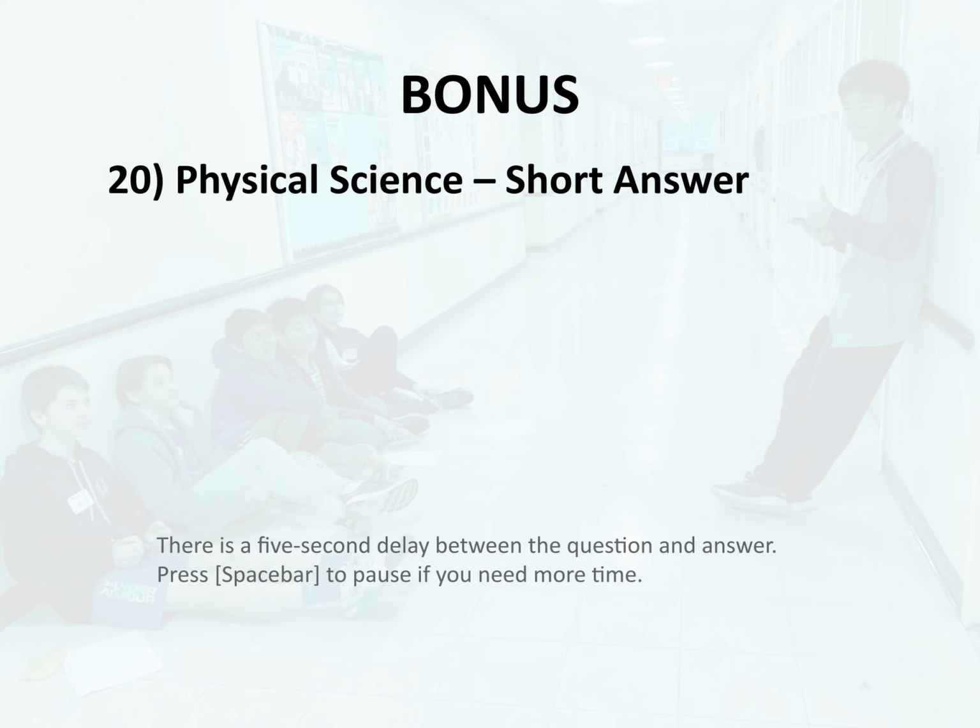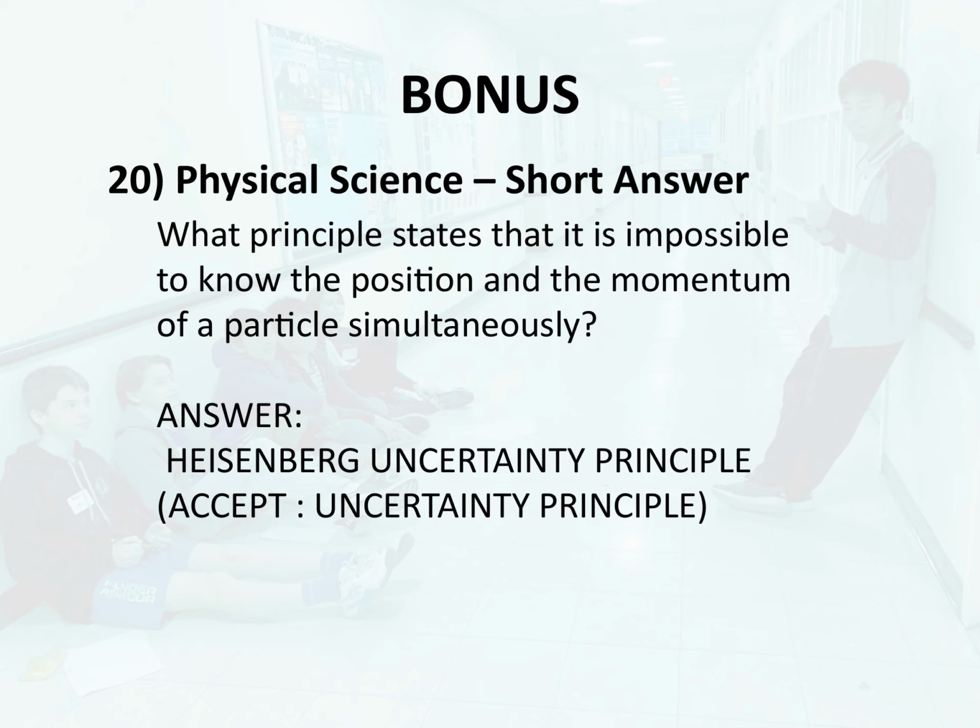Bonus 20. Physical science, short answer. What principle states that it is impossible to know the position and the momentum of a particle simultaneously? Answer: Heisenberg uncertainty principle.